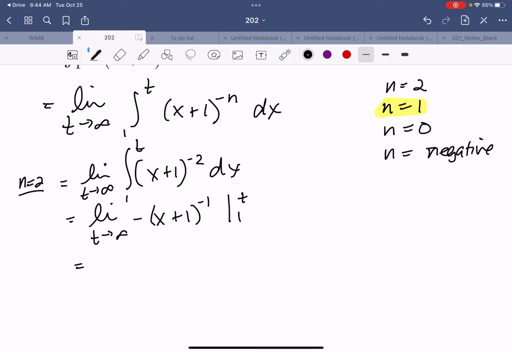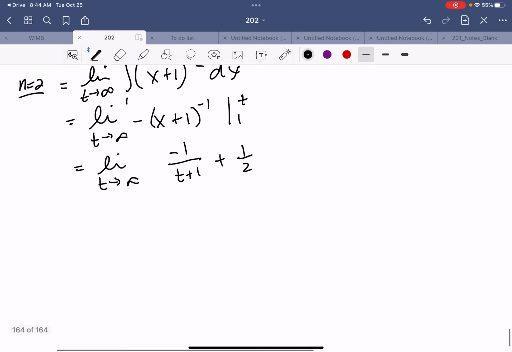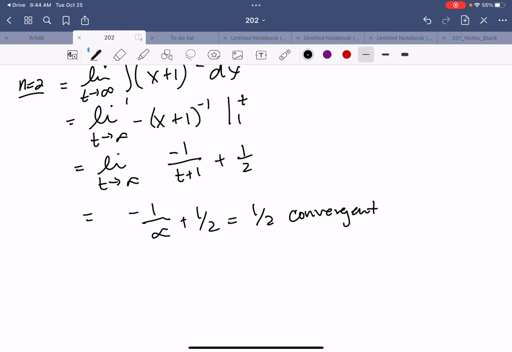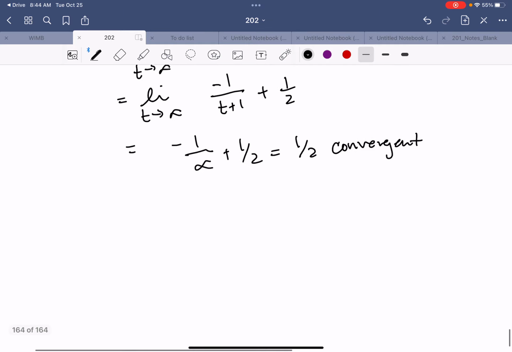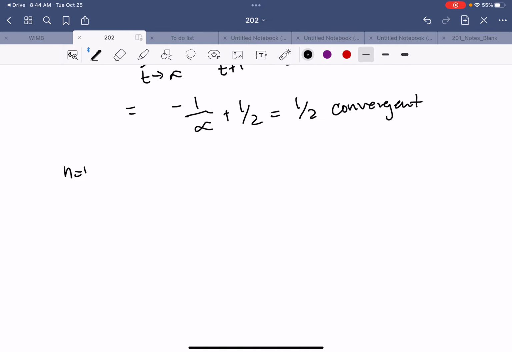So this is exactly what we had in the last one. As t goes to infinity, you get negative 1 over (t plus 1), minus a negative 1/2, which is plus 1/2. And when you send t to infinity, this becomes negative 1 over infinity plus 1/2. So that's 1/2, and it's convergent. So that's fine. What happens when n is equal to 1?